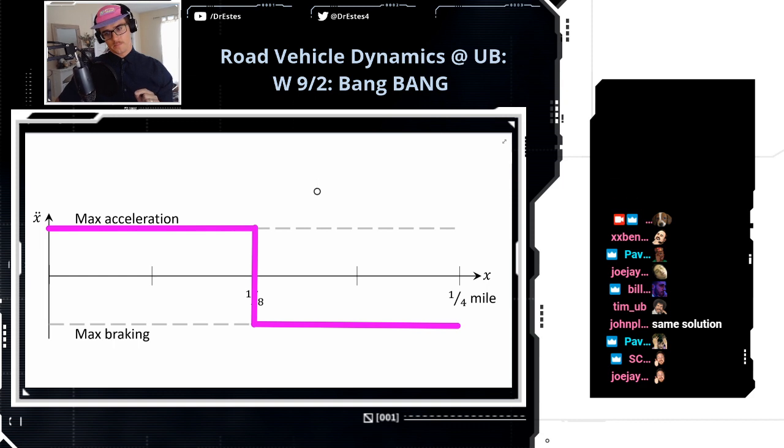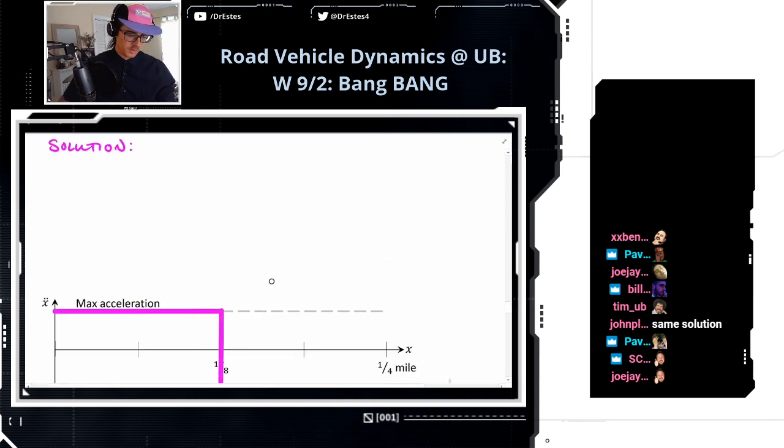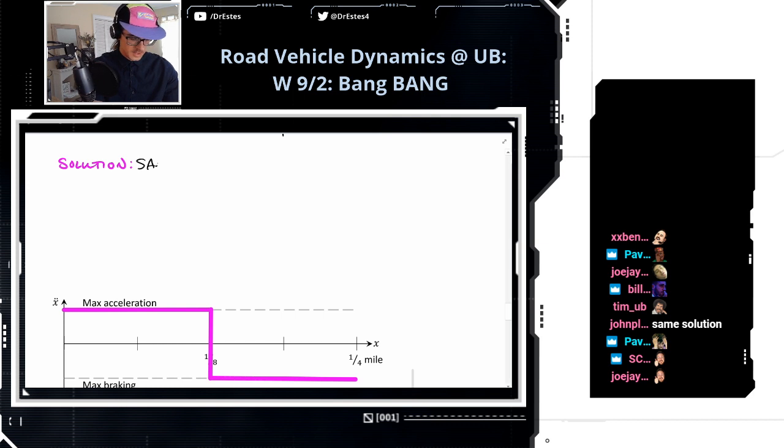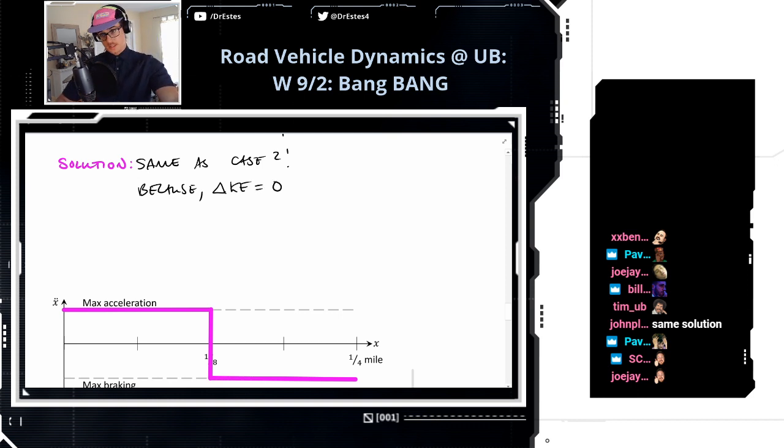And for these minimum time problems, the fastest way to do something is bang bang. So this is the fastest way to do it. Same as our second case, because the change in kinetic energy is zero overall, and this is still a minimum time problem with upper and lower bounds on the control input. All right, so that's case three.